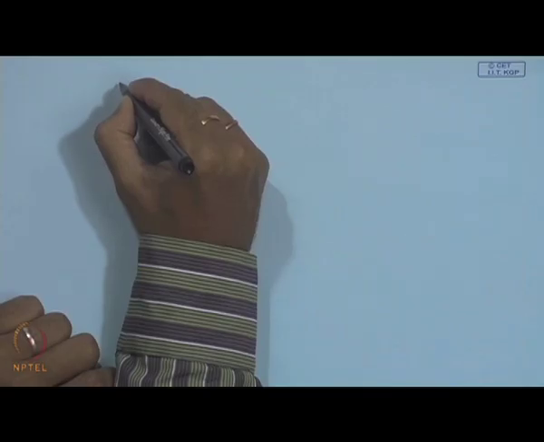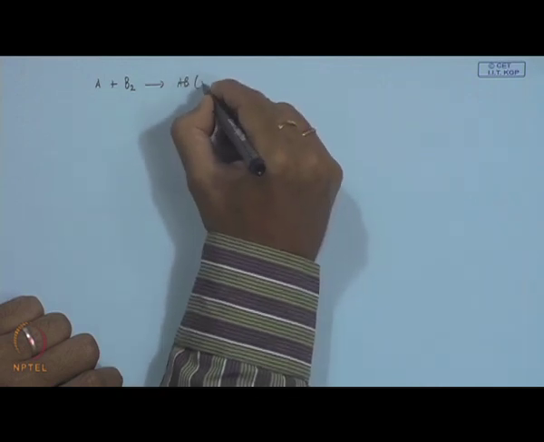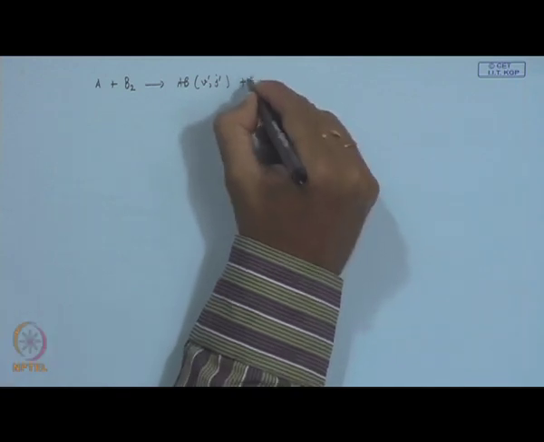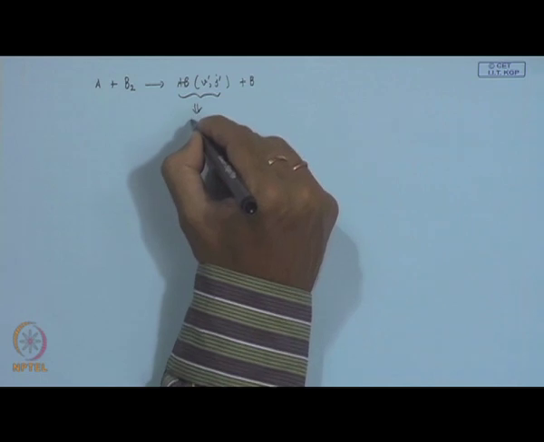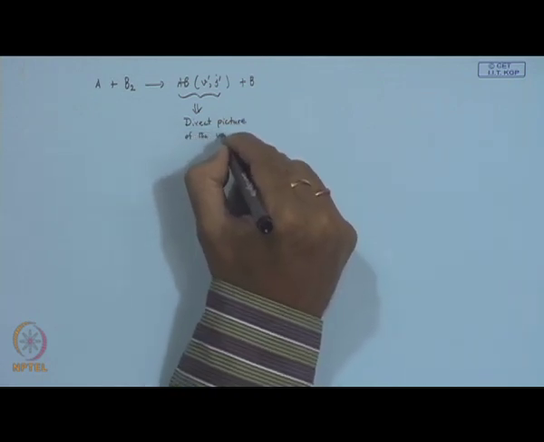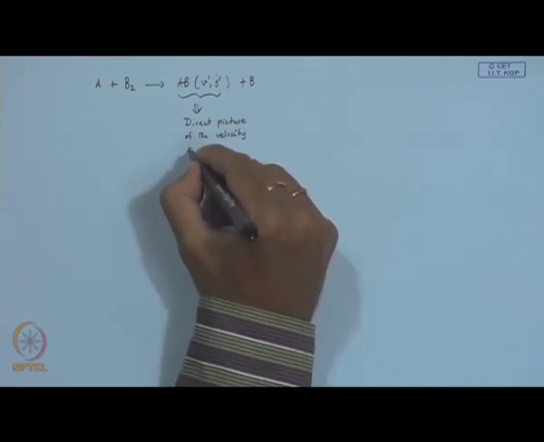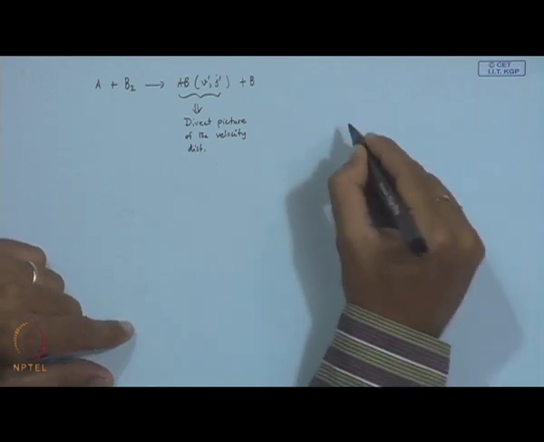Okay, next is ion imaging. Ion imaging is another method. This provides a direct picture of the velocity distribution. Say you have A plus B2 giving rise to AB, B prime J prime plus B. So you can have a direct picture of the velocity distribution.